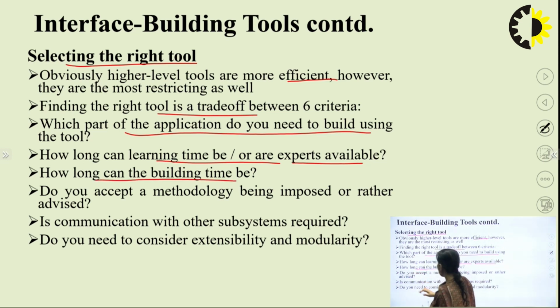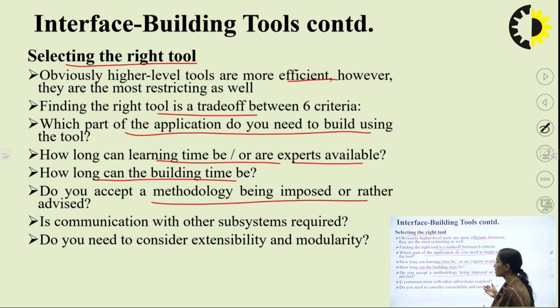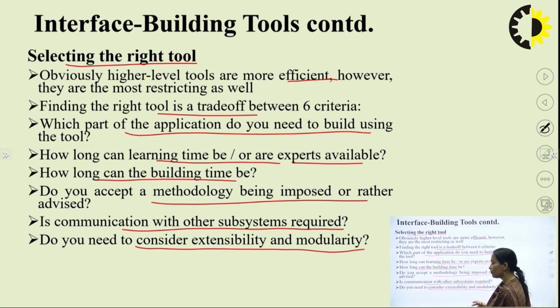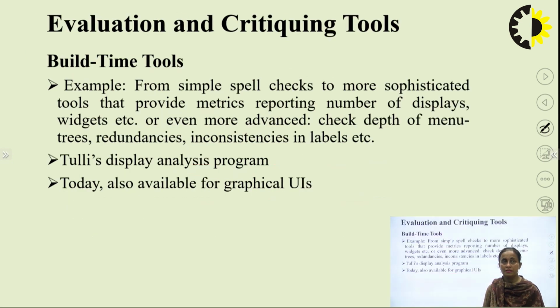Then how long can the building time be? That should also be decided in advance. Then do you accept a methodology being imposed or rather advised? If it is not accepted, then we should not give the choice either. Then is communication with other subsystems required? If yes, then multi-party communication is required, otherwise there is no requirement. So, do you need to consider extensibility or modularity? These are the important factors that should be considered while choosing interface building tools.